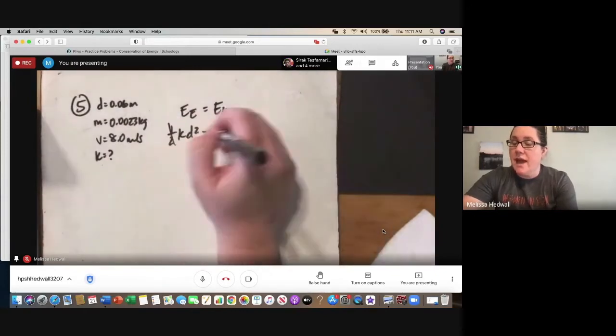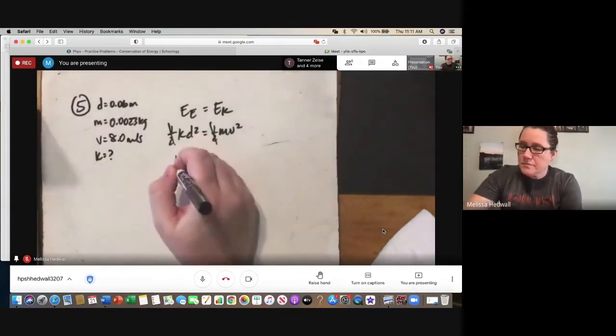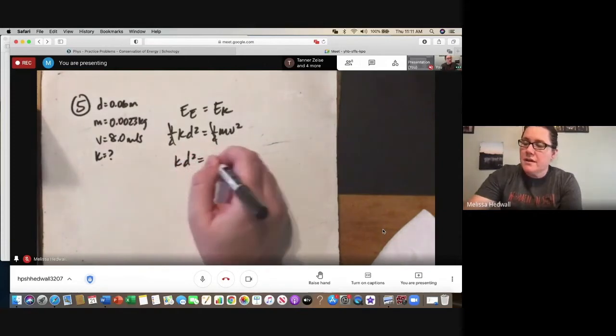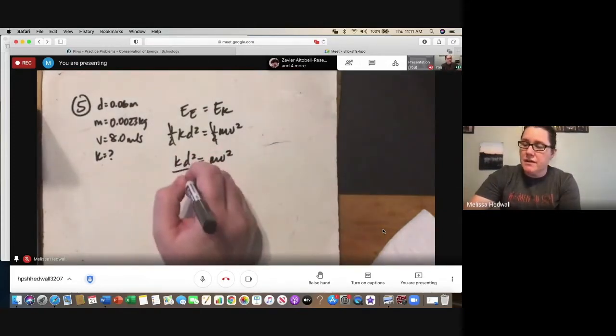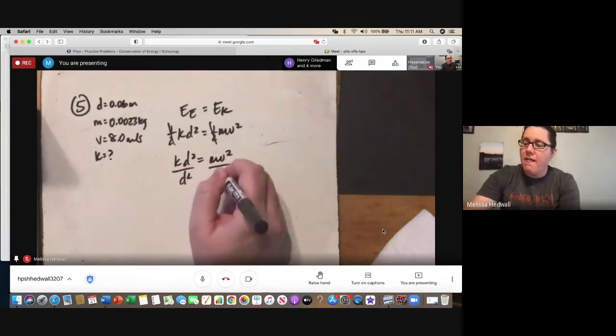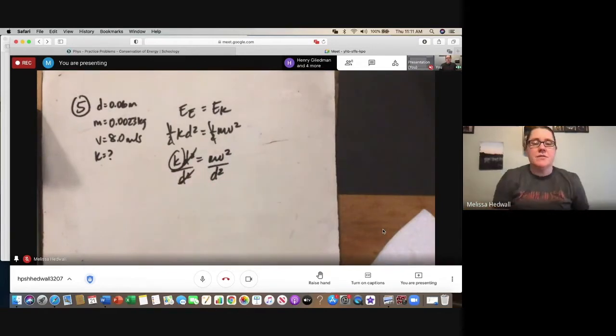So we take the halves off. If you're multiplying on both sides by the same thing, those will cancel. So you have kd squared equals mv squared. And to get the k by itself, you'll divide by d squared. And so you'll have k is equal to mv squared over d squared.